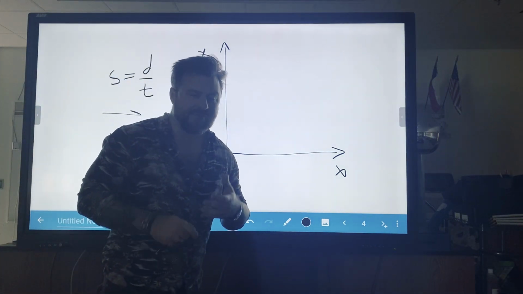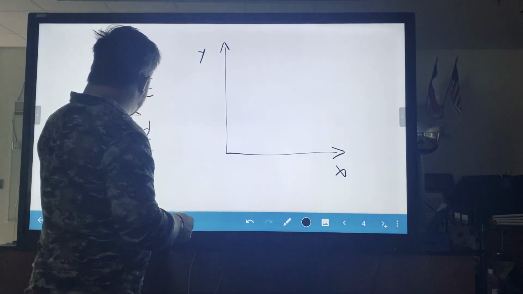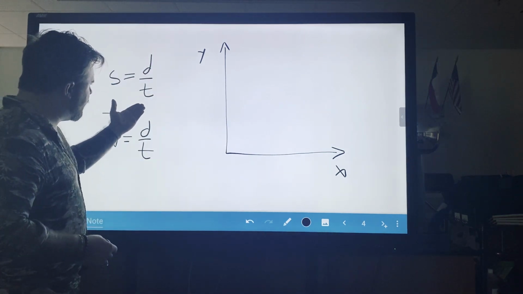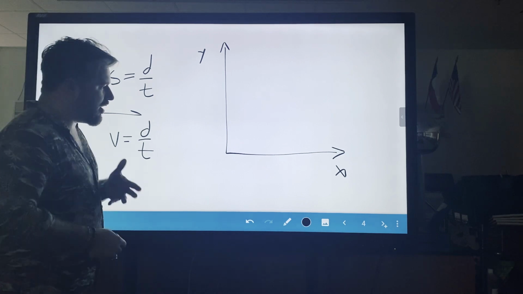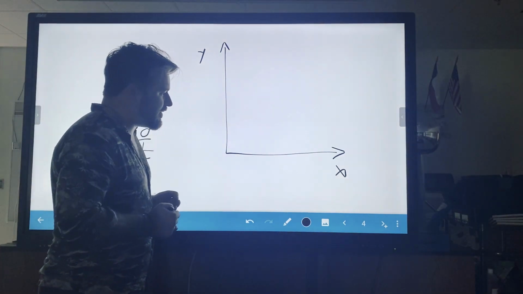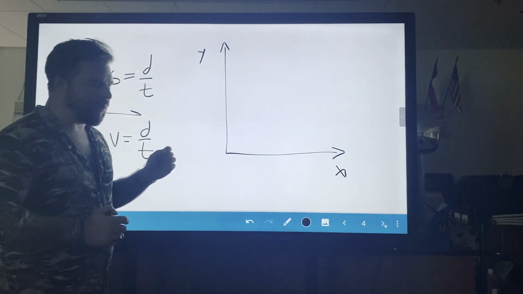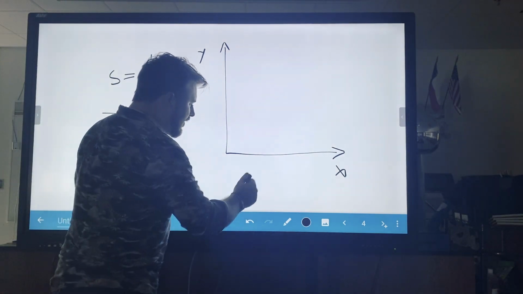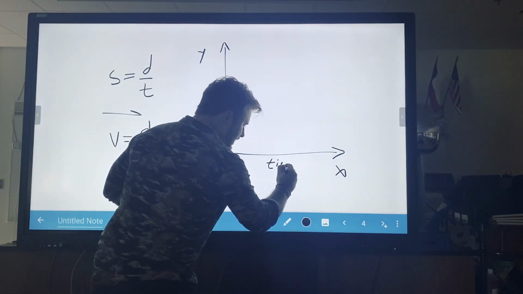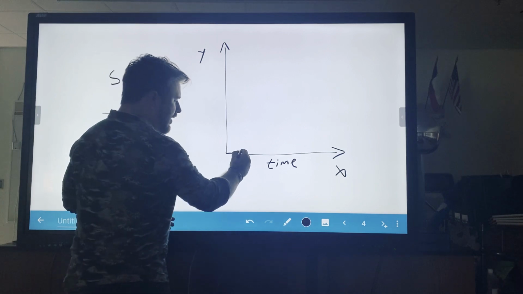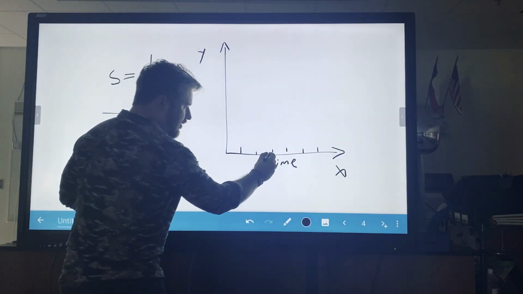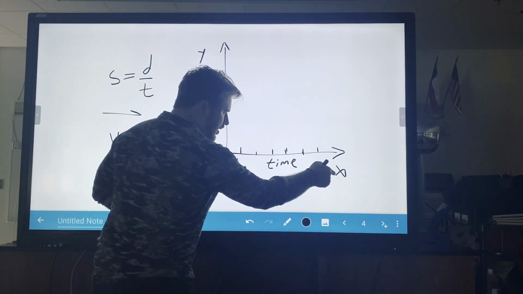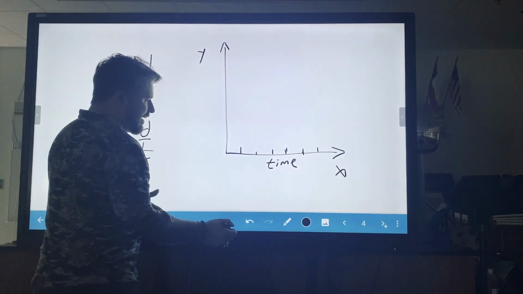Well, if it's a relationship between two things, speed is the relationship between two things: distance and time, or displacement and time. So let's talk about speed or velocity. On the x-axis, we're always going to have time. You want to think of this x-axis as time marching on. You can't stop it. Everyone's going to die. Time marches on. You understand? So time is going to be on the x-axis.